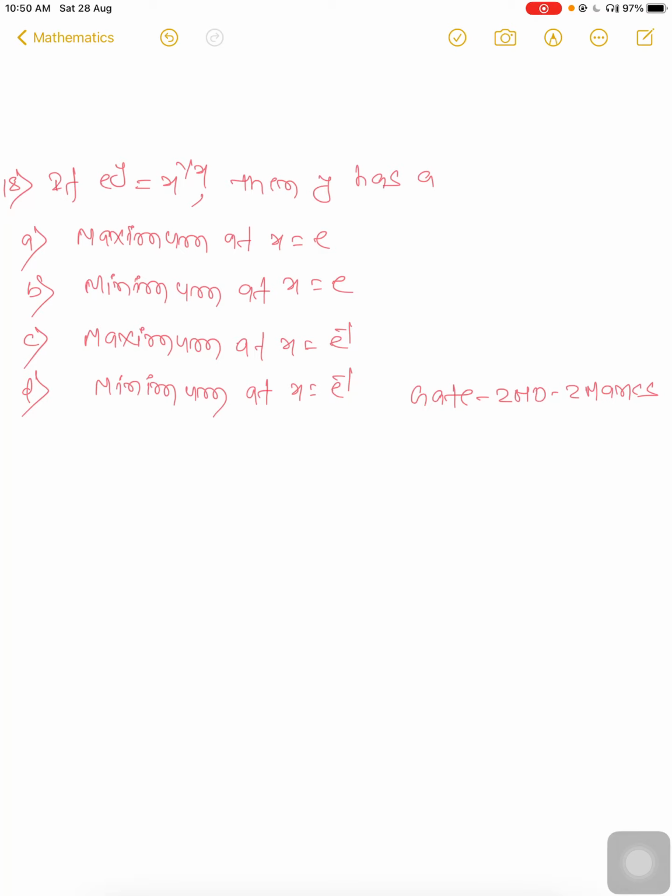Now comes the next question. This one is GATE 2010 for 2 marks. If y equals x to the power 1 by x, then y has a. We have to find the maximum or minimum.